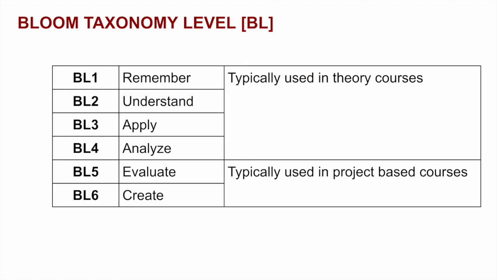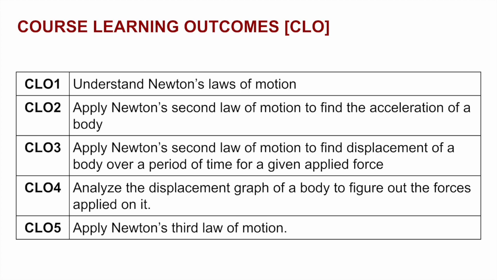These levels can be numbered in this way, starting from 1 up to 6. So BL1 would be remember, BL2 is understand, and so on up to BL6, which is create. Typically in theory-based courses, we use BL numbers from 1 to 4, and 5 and 6 are typically used in project-based courses. These are of course just guidelines, and things may be different depending on what course you are teaching and to which students.